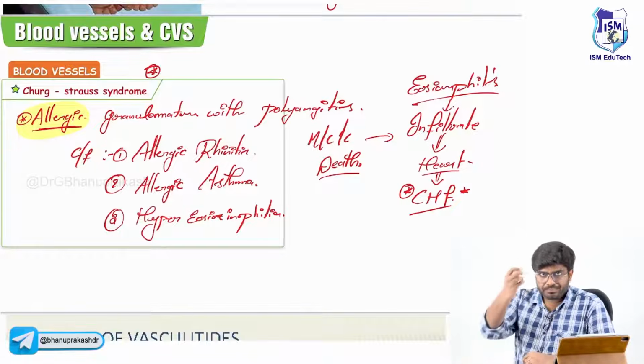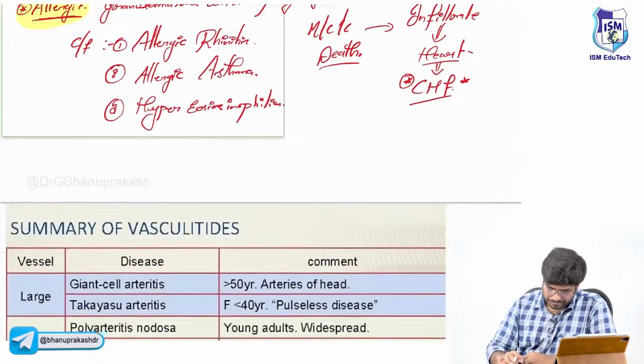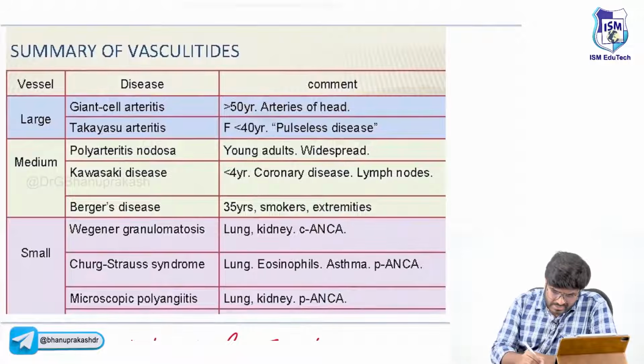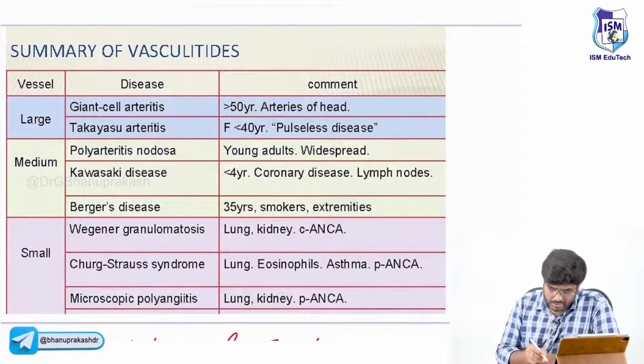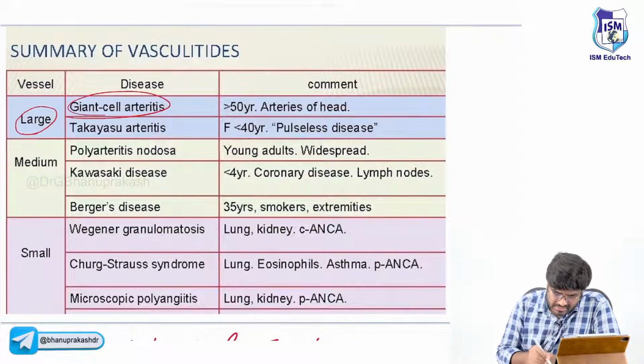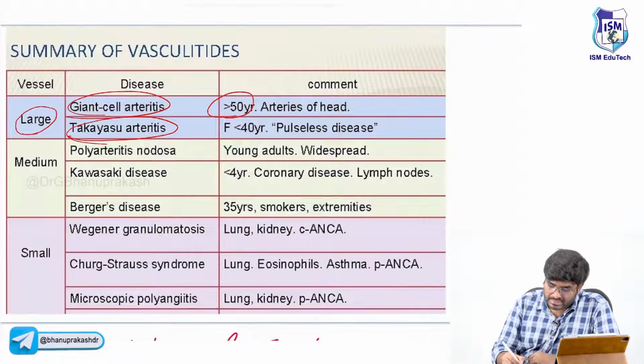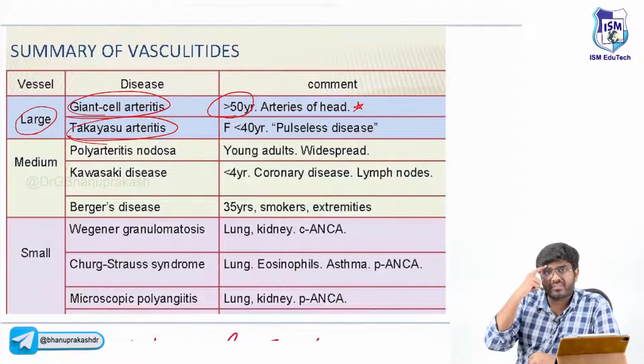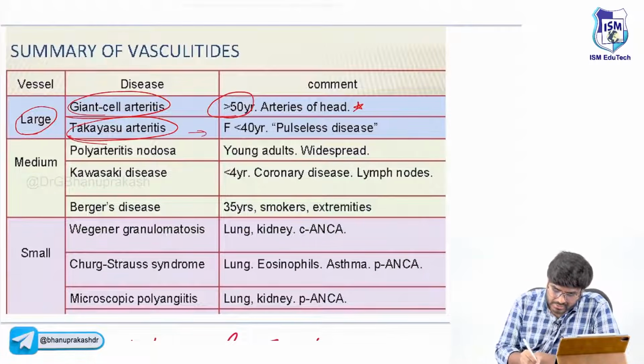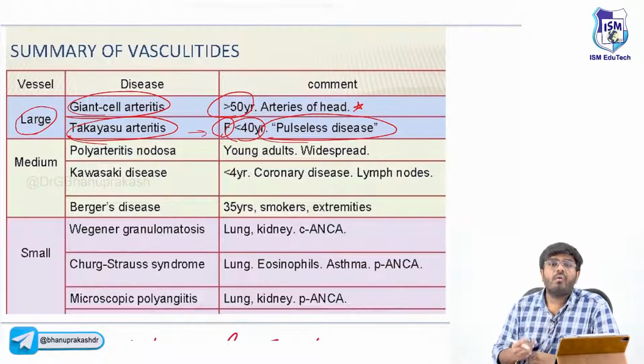Now, just the summary, sir. Let's see a summary of the vasculitis. Important point: large vessel vasculitis includes giant cell arteritis and Takayasu arteritis. Giant cell arteritis: more than 50 years, arteries of the head, the superficial temporal artery is affected. In Takayasu arteritis, females less than 40 years of age are affected. It is also called pulseless disease. What is the most common blood vessel affected? That is the subclavian artery.